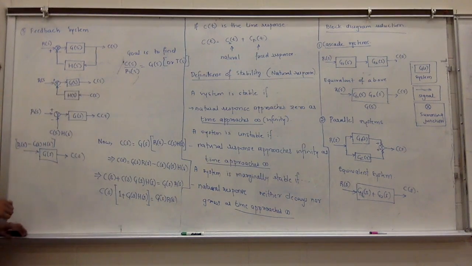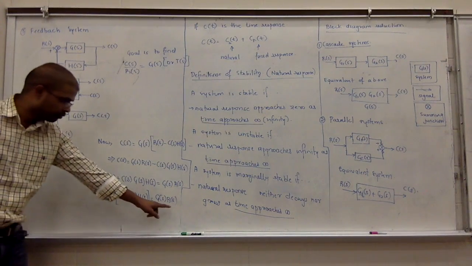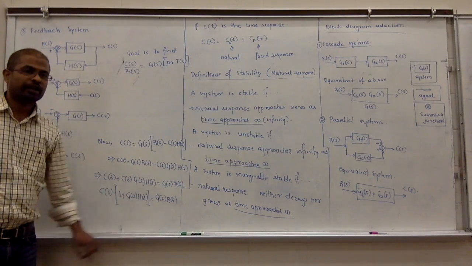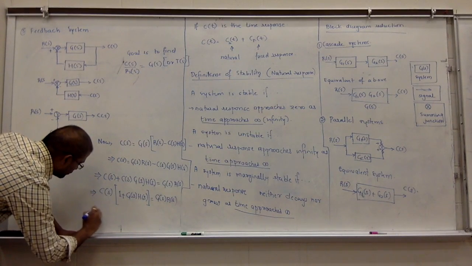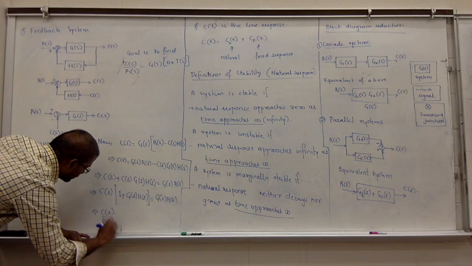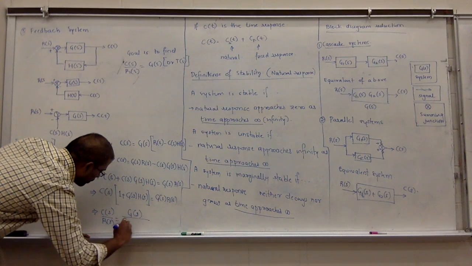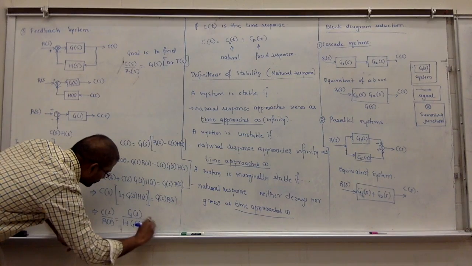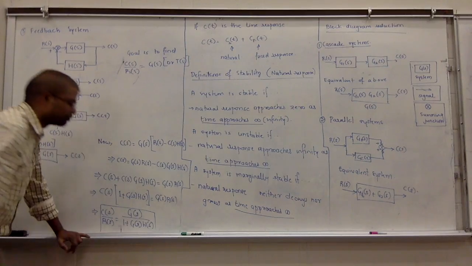Right. What do we need? We need C of S over R of S. So if I move R of S to the left hand side and this whole thing to the right hand side, you're going to get C of S over R of S is equal to G of S divided by 1 plus G of S. So this is the equivalent transfer function.